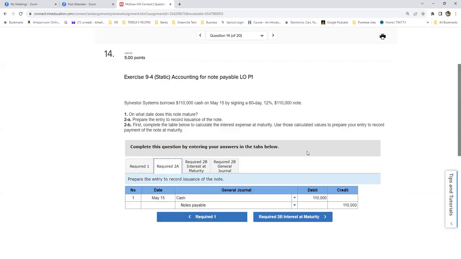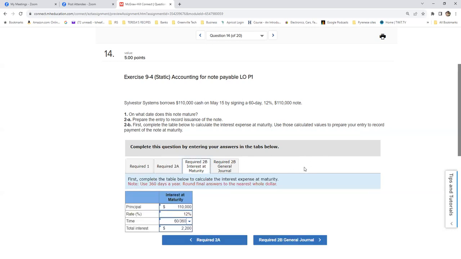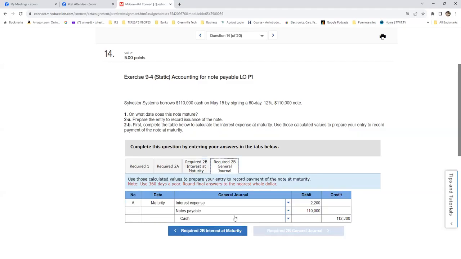That's pretty straightforward. You know, it's going to be debit cash, credit to notes payable. Then you're going to have to take the number of days divided by 360, multiply that times the principal and then the rate, and that comes up with $2,200. And then when the note matures, you're going to debit interest expense, $2,200. Notes payable, $110,000. That gets rid of the note on your books. And you're going to credit cash, $112,200.